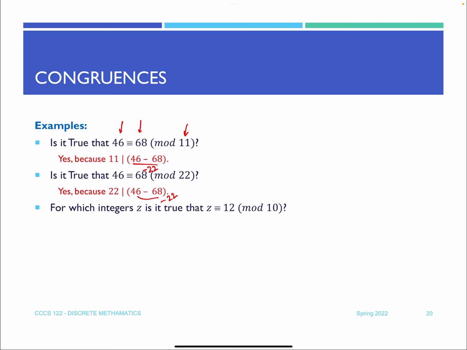And you can also ask a question: for which integers z is it true that z is congruent to 12 modulo 10? And there can be infinitely many answers to that. So basically, what numbers z can I have such that z minus 12 gives me numbers that are divisible by 10? Starting with 12: 12 minus 12 is 0, and 0 is divisible by 10. 22 minus 12 is 10, and 10 divided by 10 also works. So basically, all numbers above and beyond at differences of 10 are the answer over here.